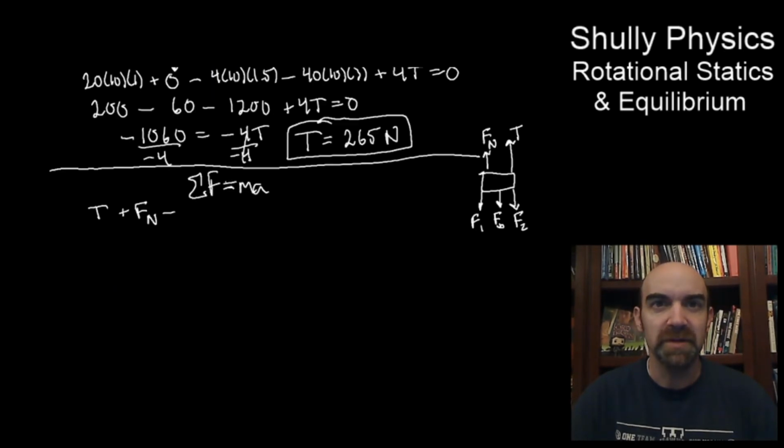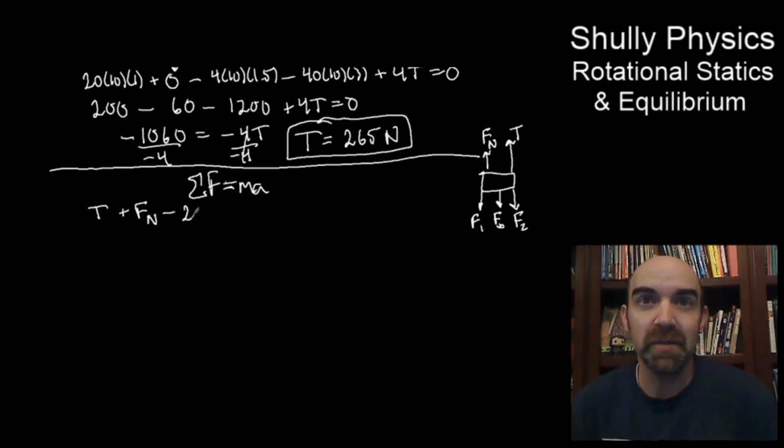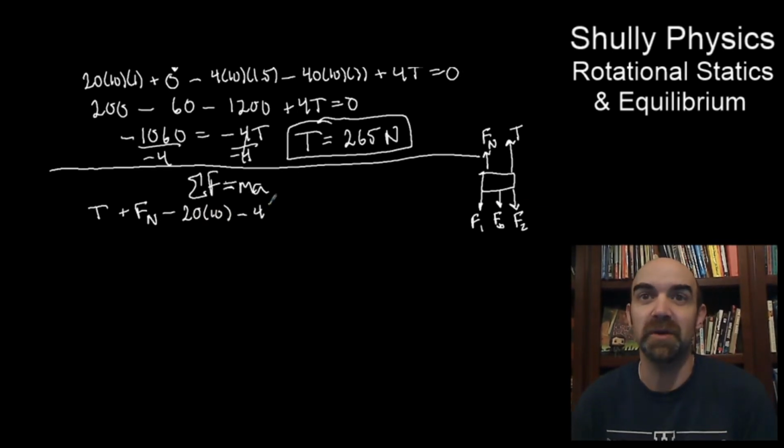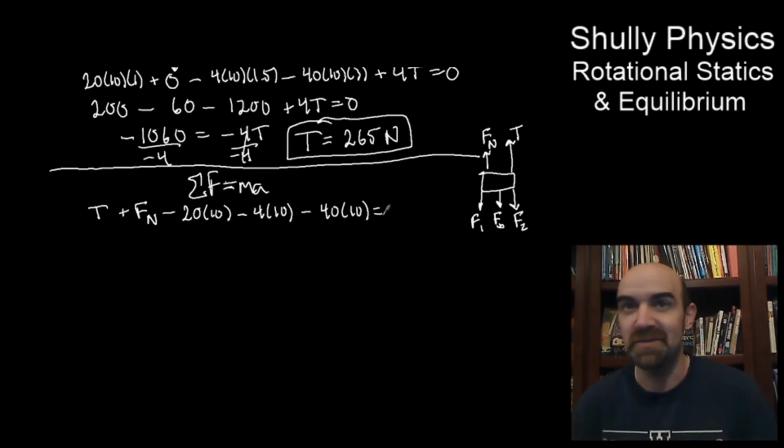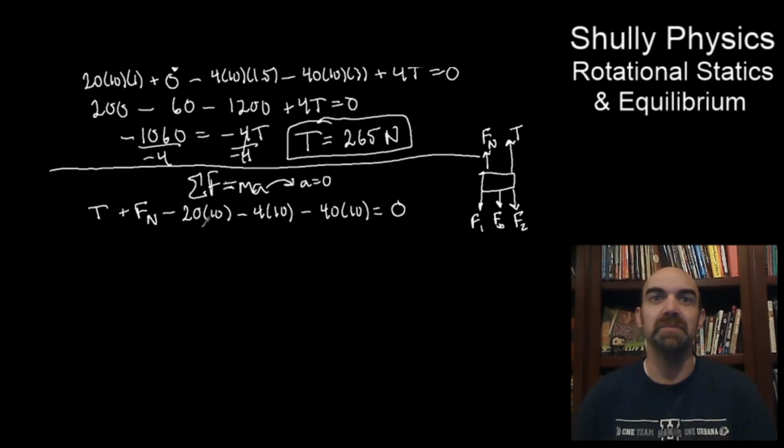I need some more space here. Let's do this. Okay, so weight of the 20 kilogram mass is 20 times 10, and that's going down. We've got the weight of the board. That's a 4 kilogram mass, 4 times 10. And the weight of that 40 kilogram mass, 40 times 10. And all that equals MA. Now I can sum up the mass of all these things, but you know what? The acceleration is 0. We're still in equilibrium. Remember that. Acceleration is still 0 for equilibrium.